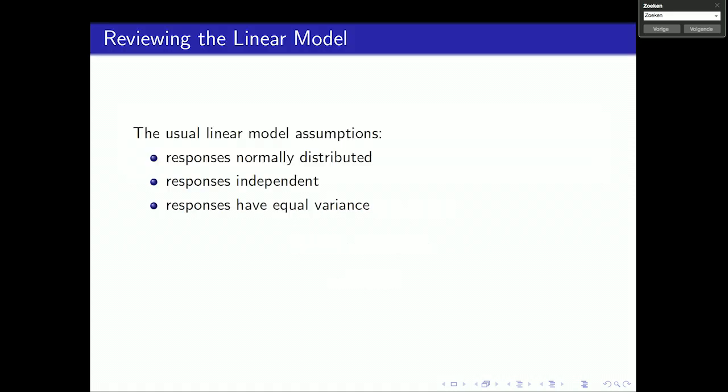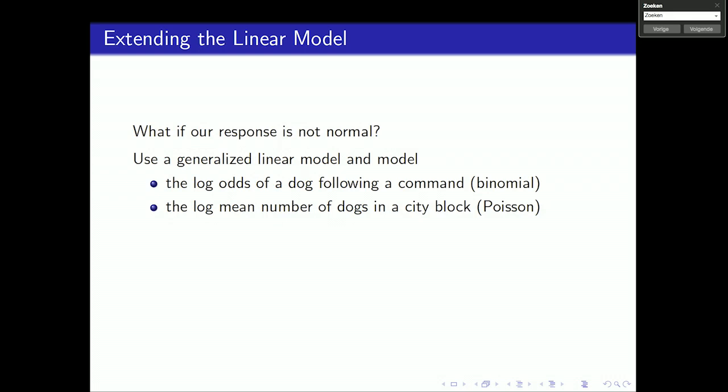So with a linear model, if you're doing inference, then usually the assumptions are your responses are independent, they're normally distributed, and they have equal variance. But of course, we know in the real world this doesn't usually happen, and so we want to think about what happens if we take some of these assumptions and break them? First, the assumption of normality: what happens if our responses are not normally distributed? Maybe you have something that's binary, like whether or not a dog returns when you call to them, or maybe you have some count variable like number of apples that you pick or number of dogs in a city block.